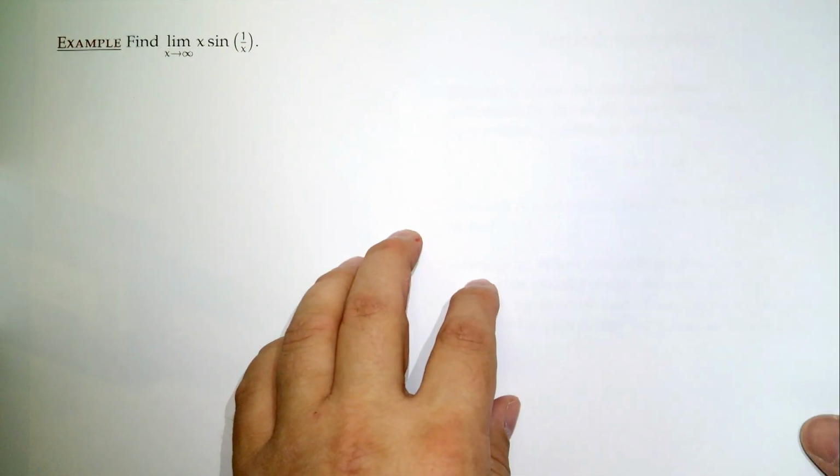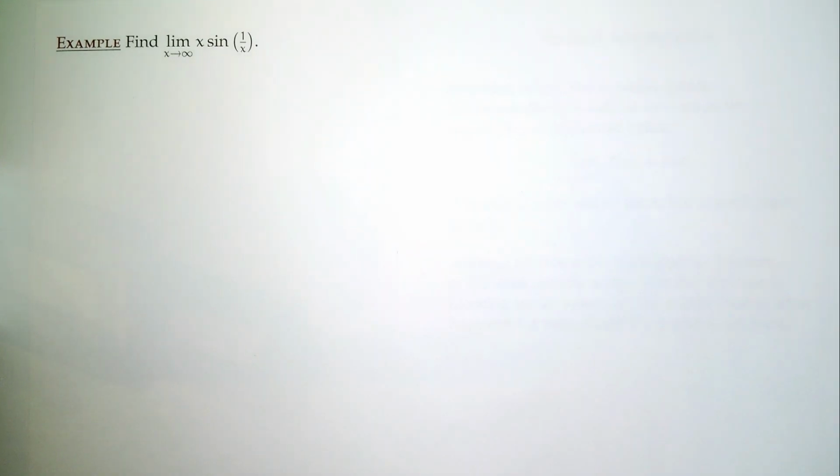All right. Let's do one more. Find the limit as x goes towards infinity of x times sine of 1 over x. Now, what does this do?